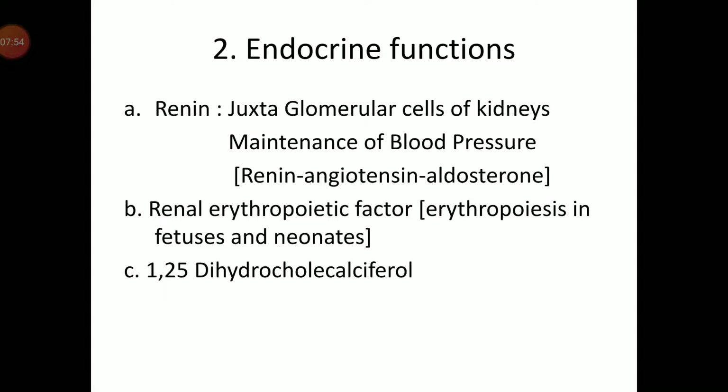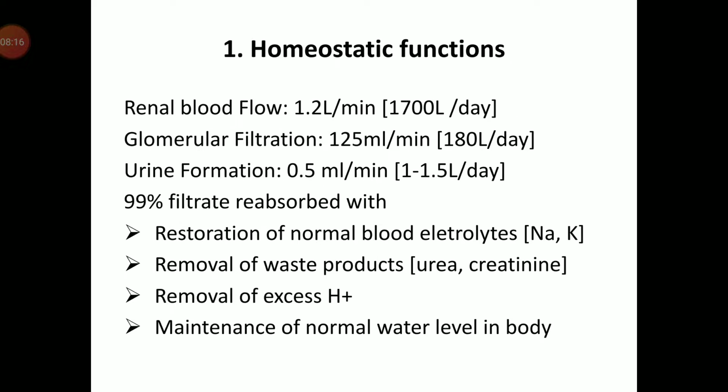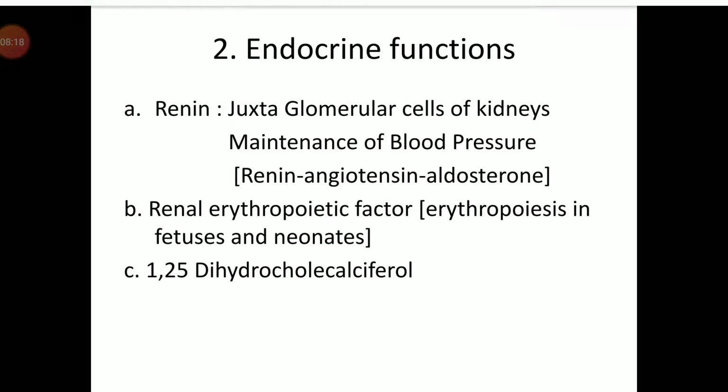This erythropoiesis in the fetuses and neonates occurs with the help of this renal erythropoietic factor. And nowadays they have also found that even in hypoxic adult individuals, the kidneys also release this renal erythropoietic factor, or erythropoietin, which subsequently helps in the erythropoiesis process.